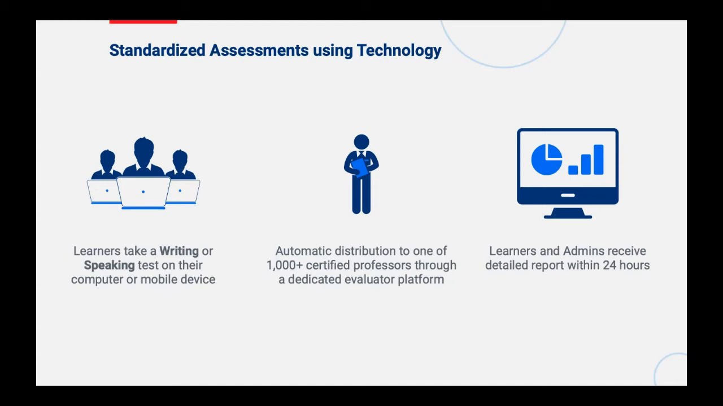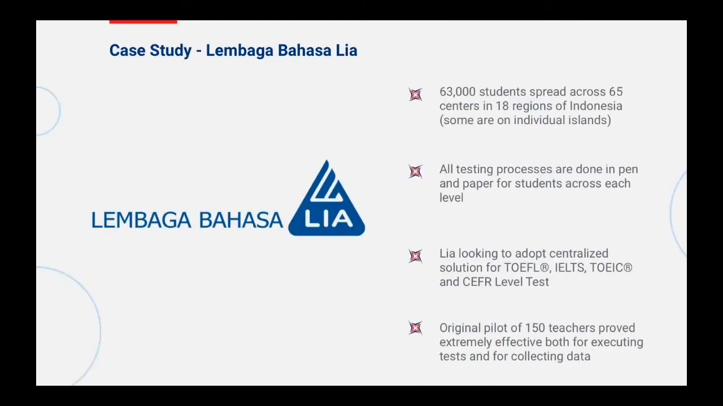So an interesting use case of this, we work with an organization in Indonesia called LIA that has a very widespread student population, 63,000 students spread across 65 centers throughout 18 regions in Indonesia. Before working with them, a lot of their testing processes were still done with pen and paper. And as you can imagine, this was a logistical nightmare. So we started working with them with a focus on our TOEFL, IELTS, and TOEIC exams, as well as the general level test. But the real focus here was to help move LIA into this education 4.0 or education 5.0, which I'll talk about momentarily, space where they no longer have to do the evaluations themselves.